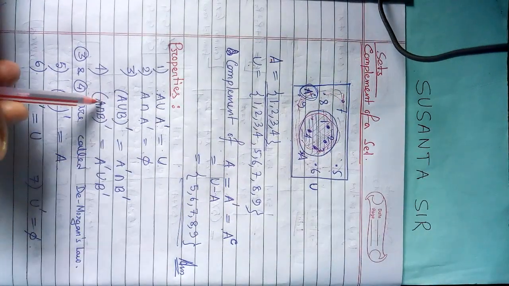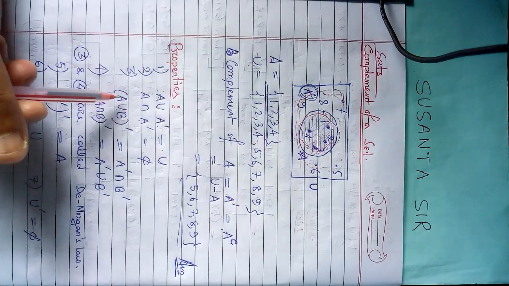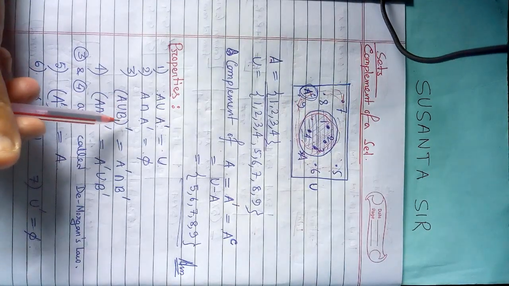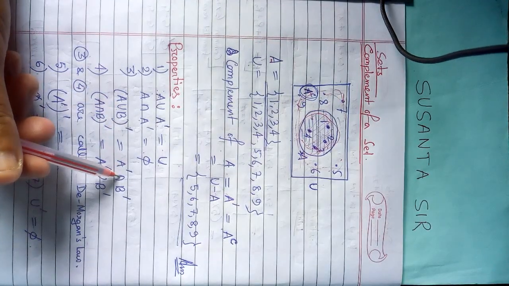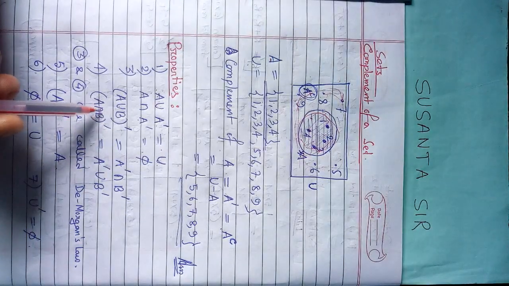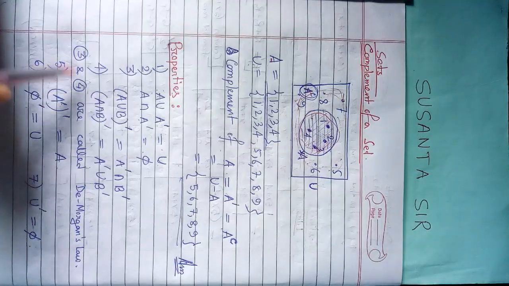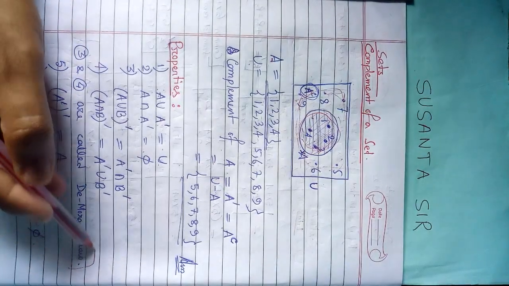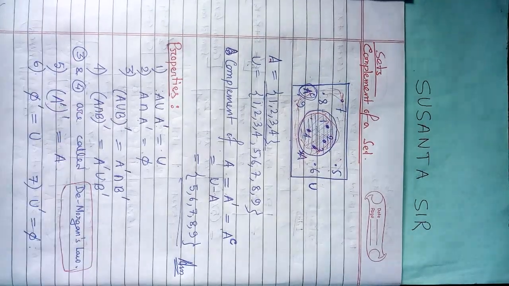And these two are De Morgan's laws, we will verify. Okay, this is called De Morgan's law. A union B dash: if you want to open the bracket, then union becomes intersection. And similarly, if you want to open the bracket, then intersection becomes union. Okay, 3 and 4 are called De Morgan's laws. That is a very important law. We will verify after some time.